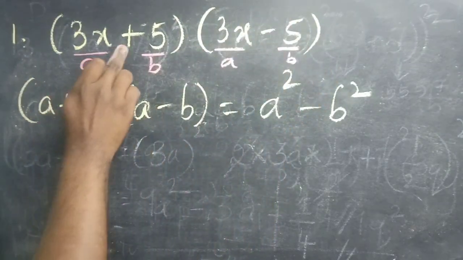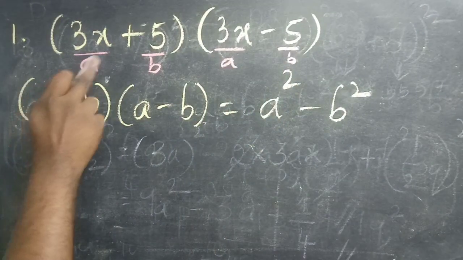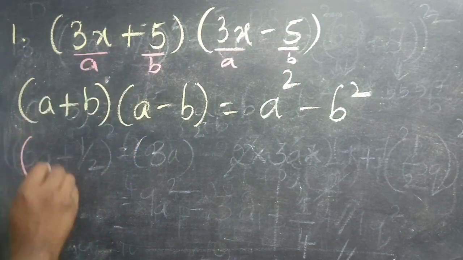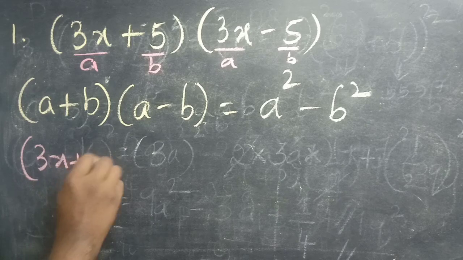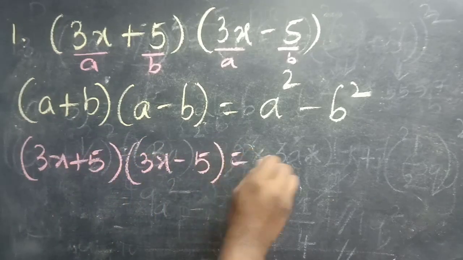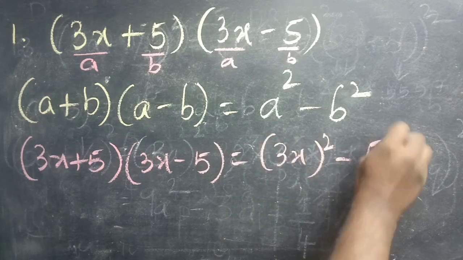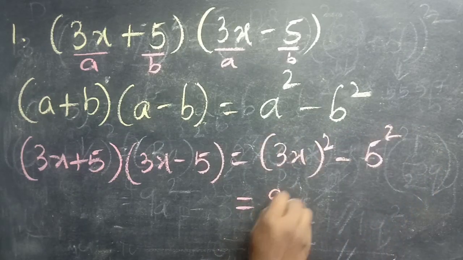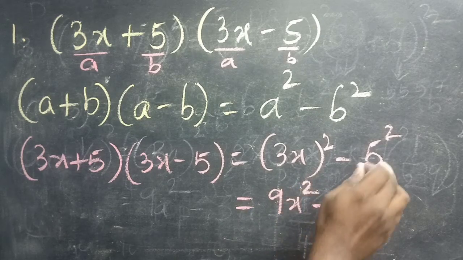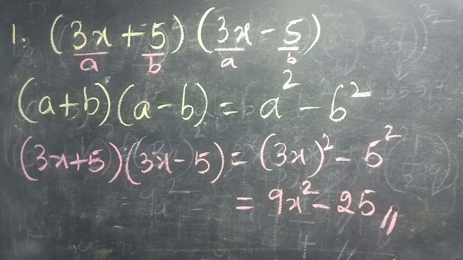That is a plus b, a minus b. Now replace a by 3x and b by 5. That is 3x plus 5 into 3x minus 5 equals 3x whole square minus 5 square, which is equal to 9x whole square minus 5 square is 25. As simple as that.